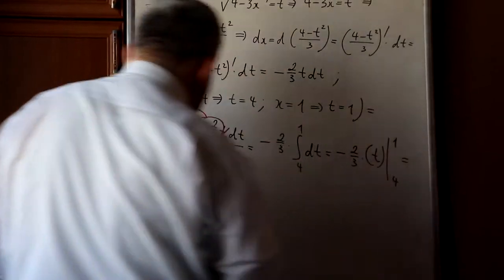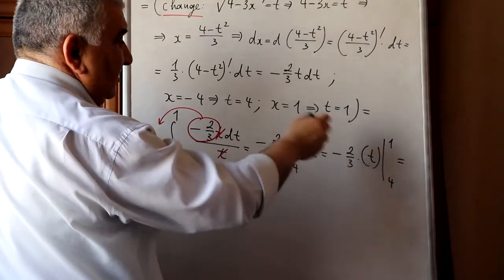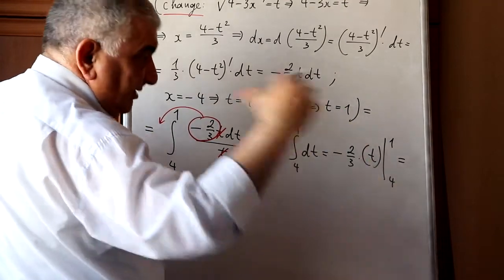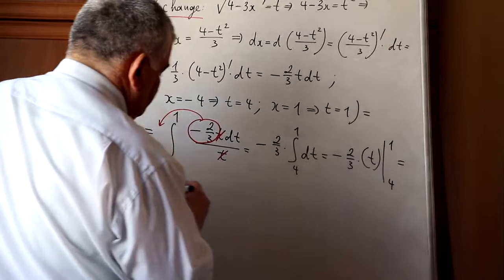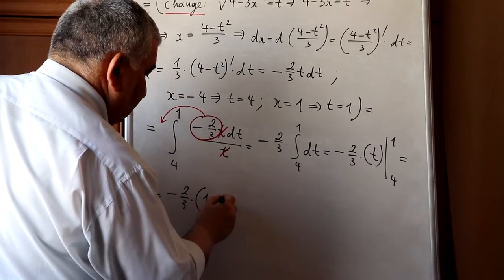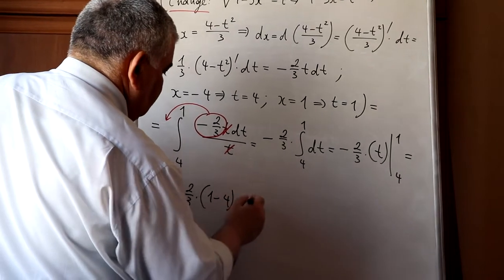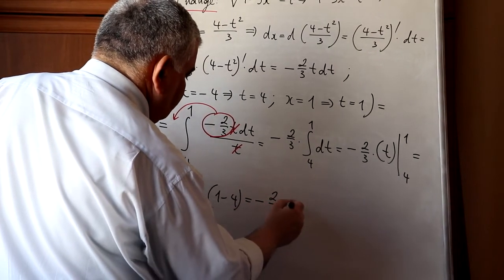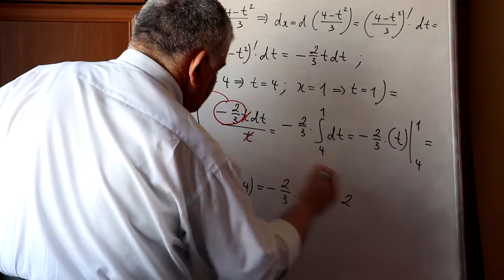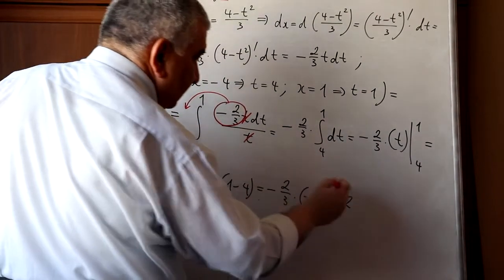Here the upper integral limit is 1. Therefore, first substitute 1 instead of t, and then substitute 4 instead of t. Minus 2/3 multiplied by 1 minus 4 equals minus 2/3 multiplied by minus 4. It is equal to 2. Our answer is 2.